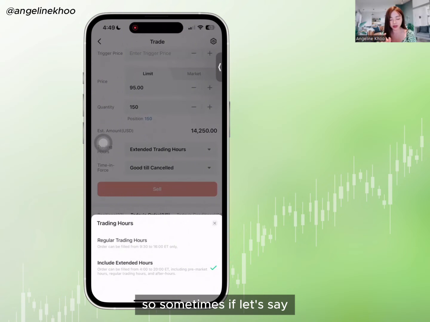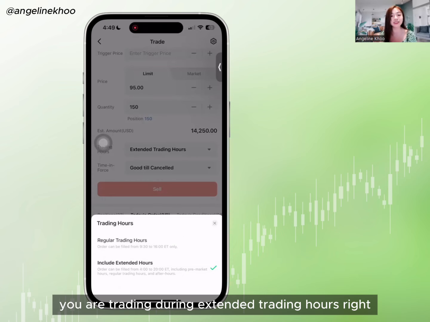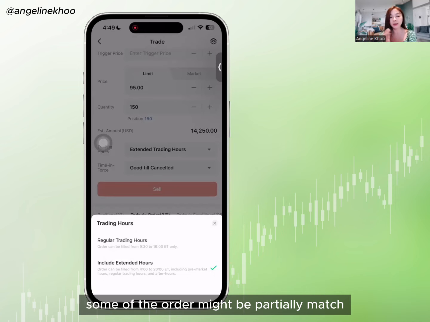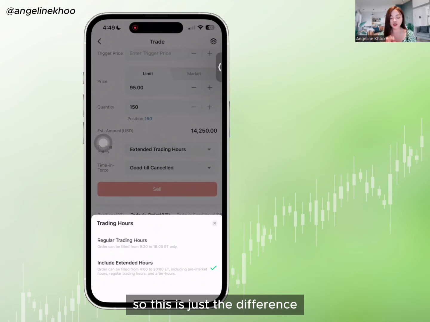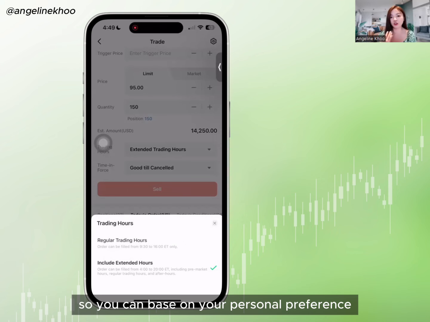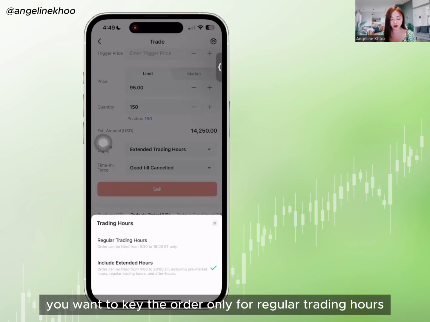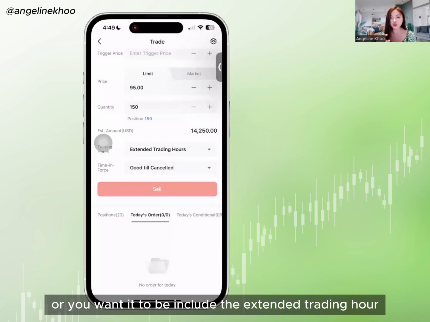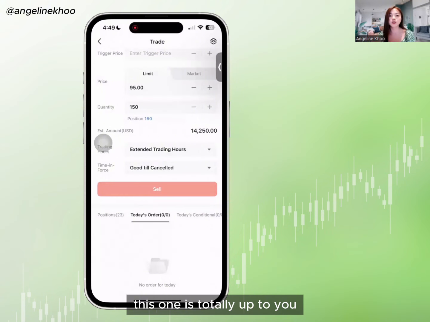Sometimes, if you are trading during extended trading hours, when the volume is not much, some of the order might be partially matched and cannot be completely filled. So that's the difference. Based on your personal preference, you can key in the order only for regular trading hours, or include the extended trading hours. This one is totally up to you. Here I'm just explaining to you, so that based on your perspective you can set this order differently.